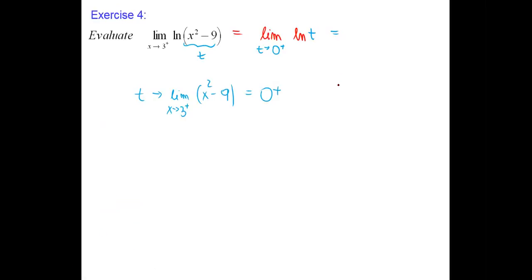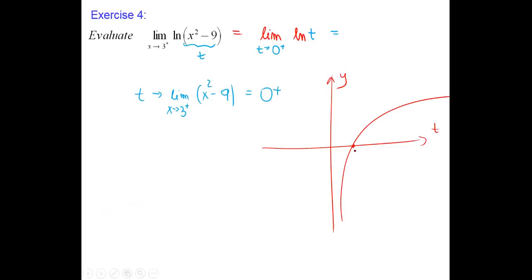Somebody knows what is the final answer? I can draw the function. That's the logarithmic, always 1. And at 0 from the right-hand side, function is going down. Negative infinity is the final answer.